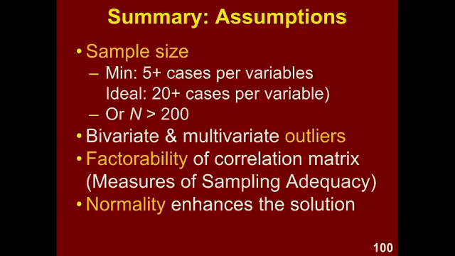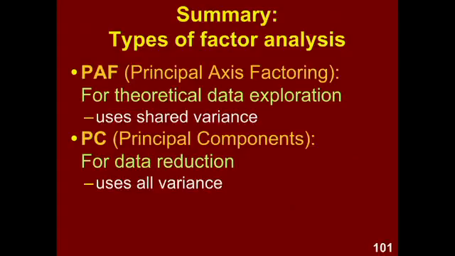Key things for assumptions: minimum 5 cases per variable. You need to know how many variables, multiply it by 5. Preferably 20 cases per variable, number of variables multiplied by 20. Be aware of outliers. Look at both your scatter plots and your histograms of individual variables, with the skewness and kurtosis, to see if you've got anything really wacky in the data.